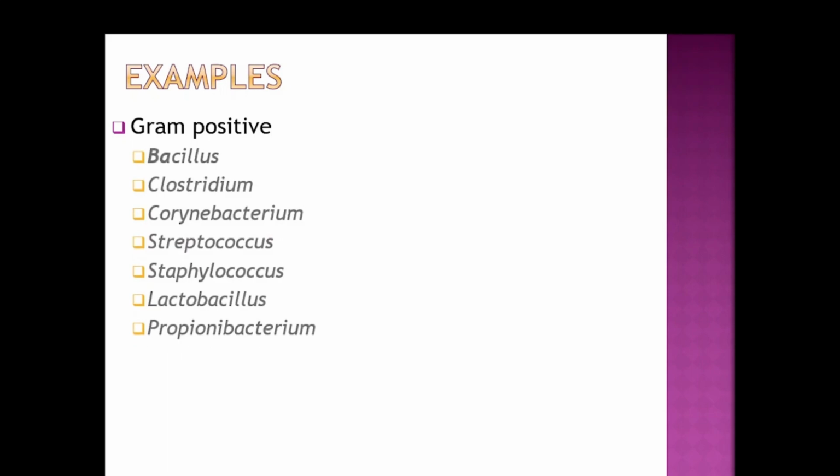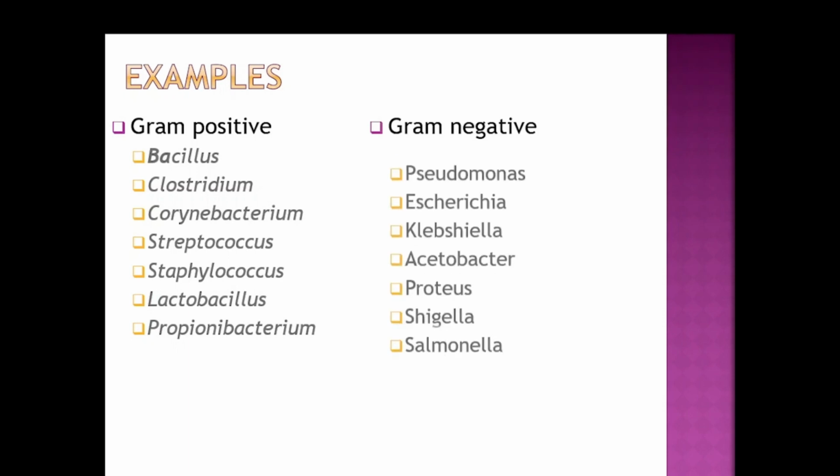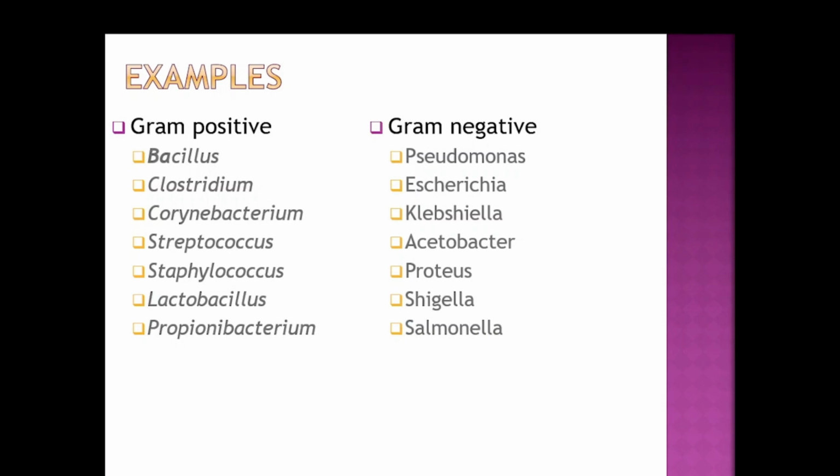Examples of gram negative and gram positive organisms we are going to discuss on this slide. The gram positive bacteria belong to the genera Bacillus, Clostridium, Corynebacterium, Streptococcus, Staphylococcus, Lactobacillus, Propionibacterium. On the other hand, gram negative bacteria include the genera Pseudomonas, Escherichia, Klebsiella, Acetobacter, Proteus, Shigella and Salmonella. These are a few examples of gram positive and gram negative organisms.